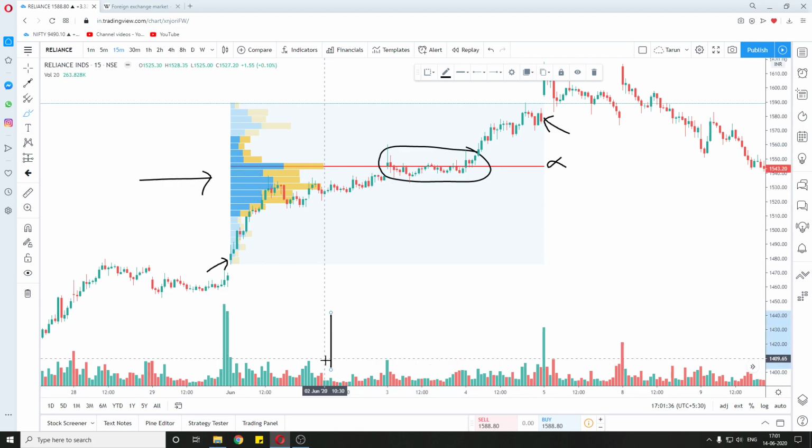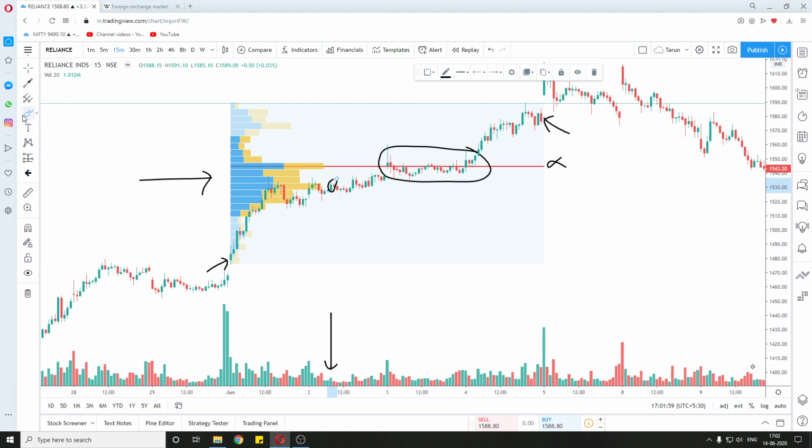This volume is telling us about the time. If we take this particular candle, if you look at the left corner, 3 lakh and 84,000 shares were traded. This is only telling us about that. It is telling us nothing about the price. So that's why we use the volume profile. It tells us about the price.